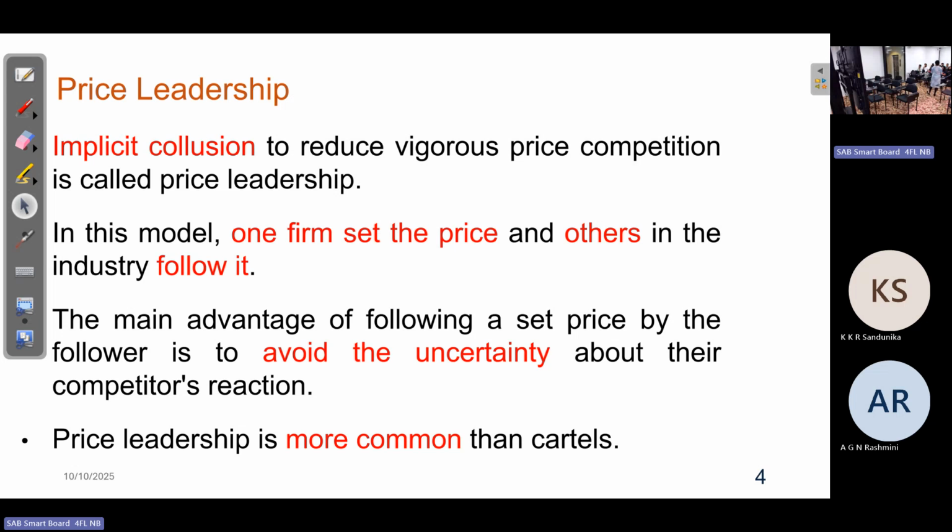To avoid that competition, they come to an agreement. We will implicitly set a leader in this market. If there are 5 firms, they select one firm as the leader. Whatever price that firm decides, all other firms are also going to follow the same price. Understood? So there is a leader and there are other firms in the market, and all others voluntarily follow the price set by the leader. That is the price leadership model.